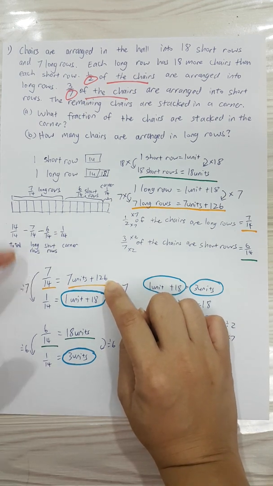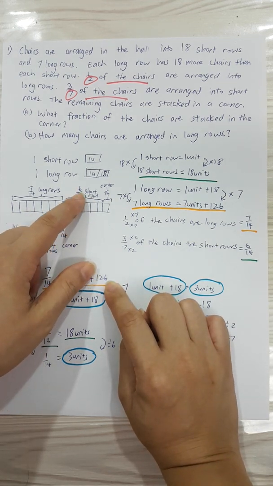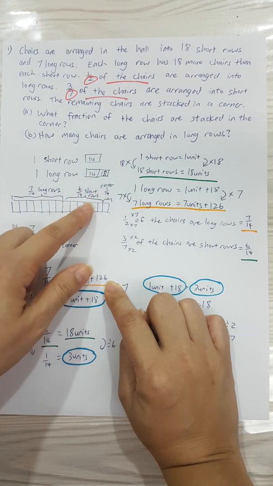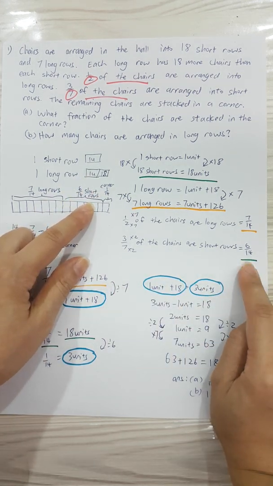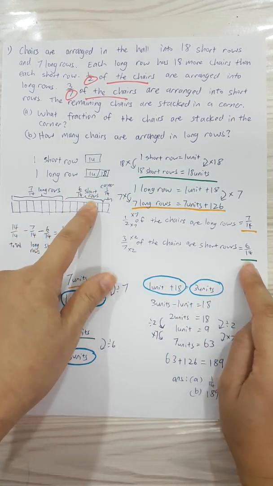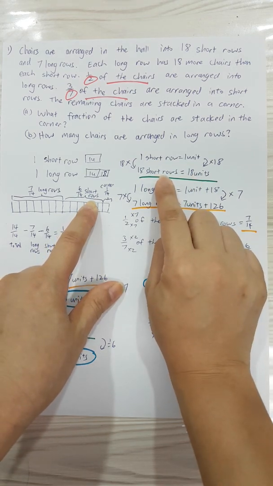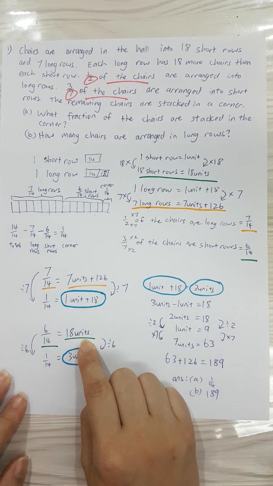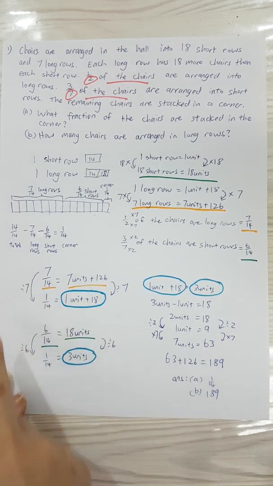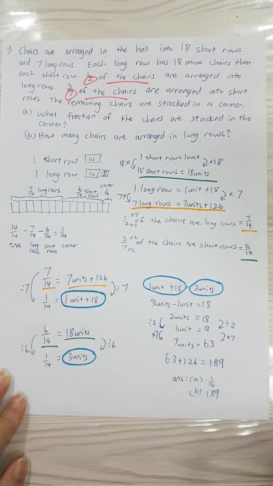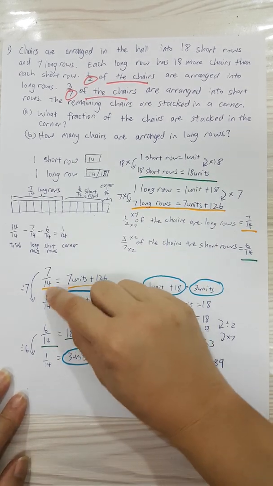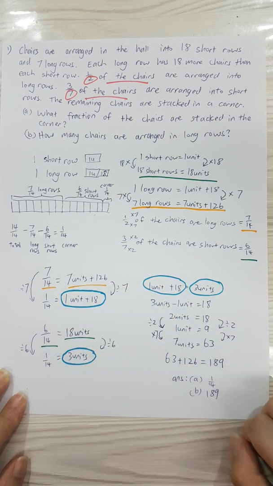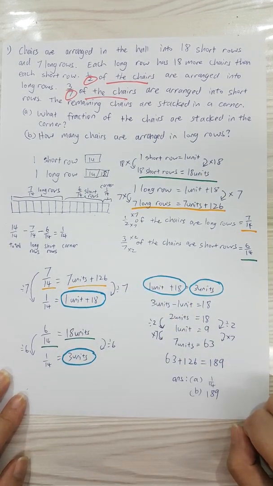Okay, now what about 6? What about your 6 out of 14? These are my short rows in terms of my fraction, right? Now, if these are my short rows, can you see I have short rows? I will put as 18 units. After doing so, I will divide by 7 and divide by 6. Why did I choose to divide? It's because I want to make both fractions here to become 1 out of 14.